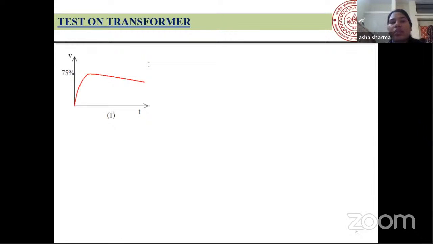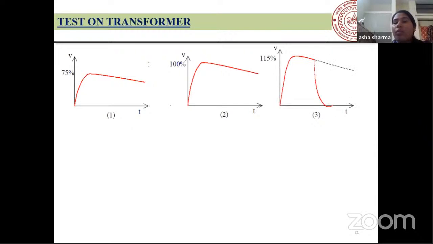So in the case of the test on a transformer, we apply an impulse wave to the transformer with 75% of magnitude. If no failure occurs, then we again raise the voltage to 100%. After that, if no breakdown occurs, then again we apply the voltage at 115%. So this is a chopped impulse wave.